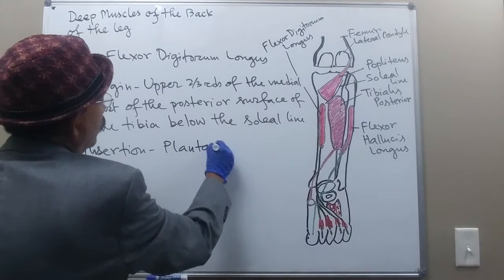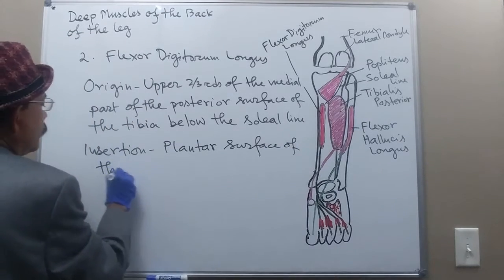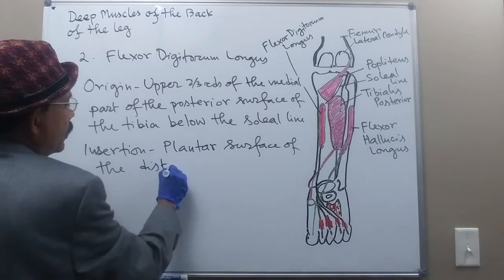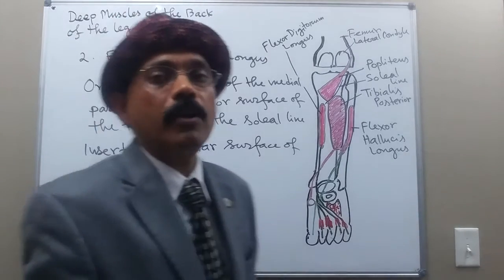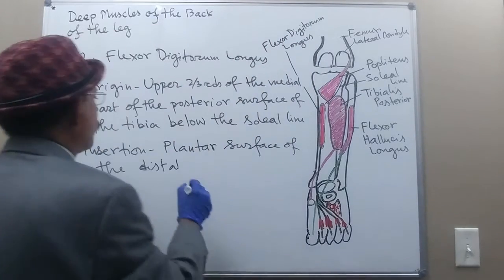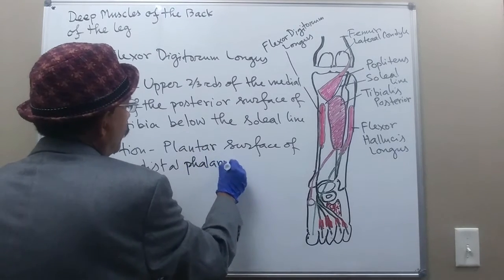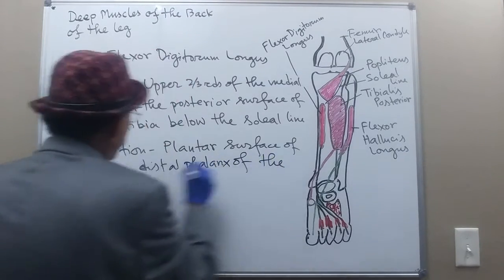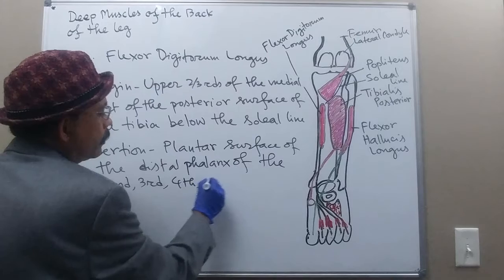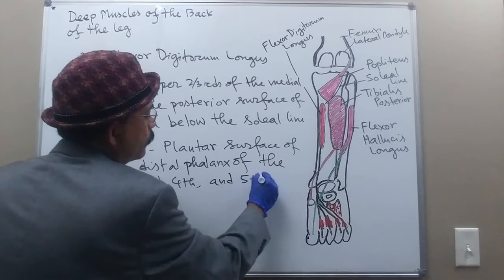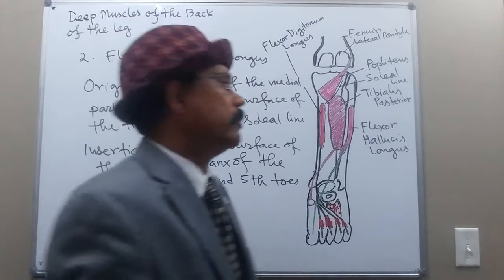Plantar surface of the distal phalanx. You must remember the distal phalanx: we have three phalanges, the proximal phalanx, middle phalanx, and the distal phalanx. So insertion, plantar surface of the distal phalanx of the second, third, fourth, and fifth toes. Okay, we got the insertion.